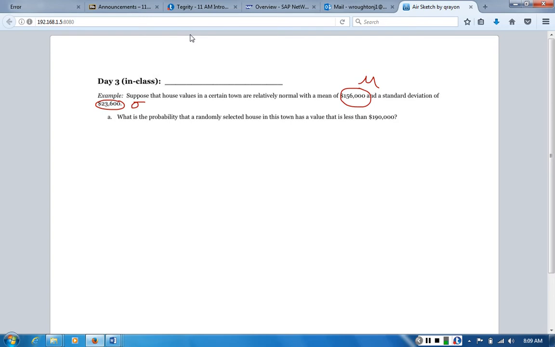Now note, before I even do this example, since you already had the practice in the last video, you could always pause the video here and try to work the problem first yourself and then see how you did. But what we're going to start with first is our picture. And just as before, I'm going to put the mean on there, and I'm going to go out in increments of the standard deviation. So my mean is $156,000.